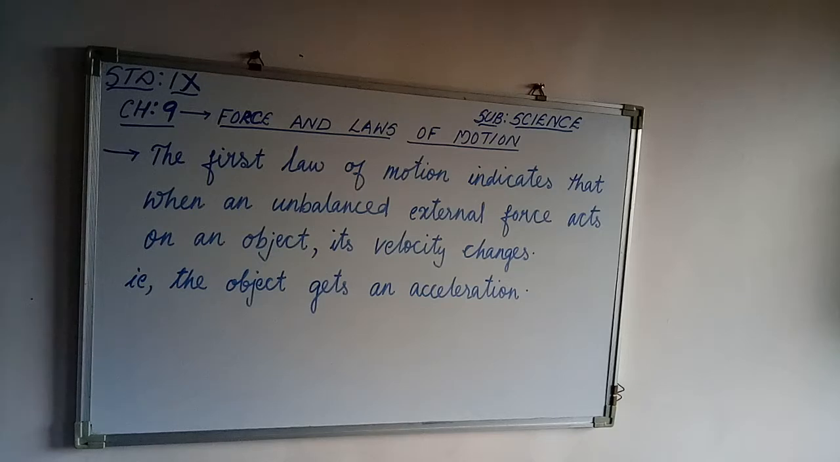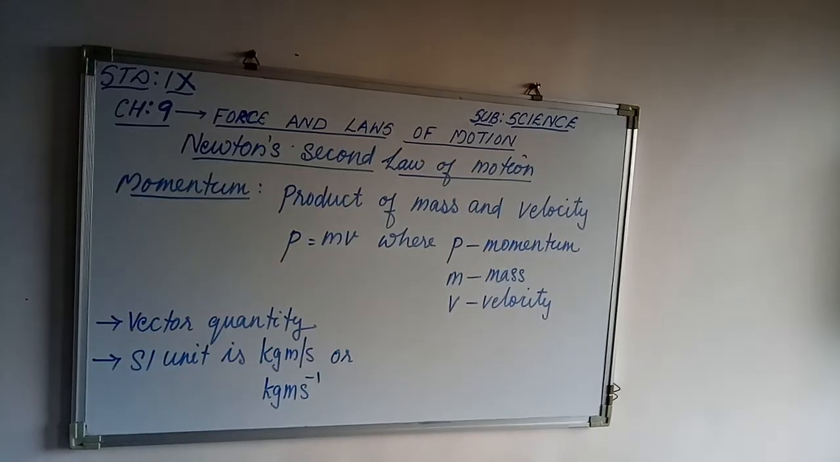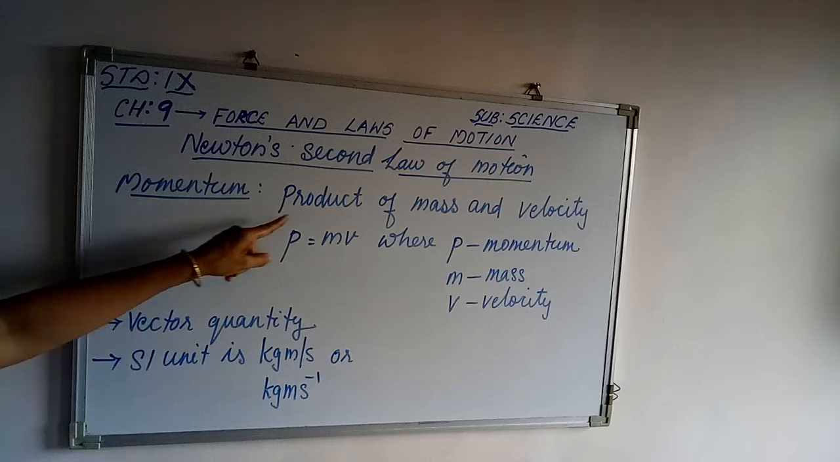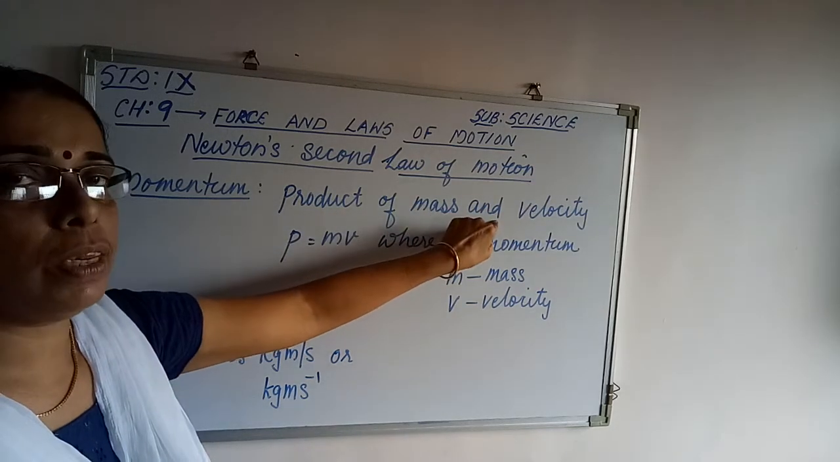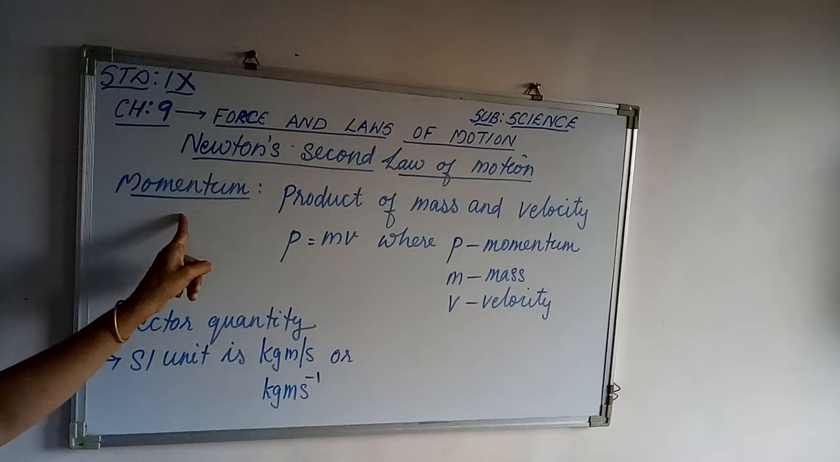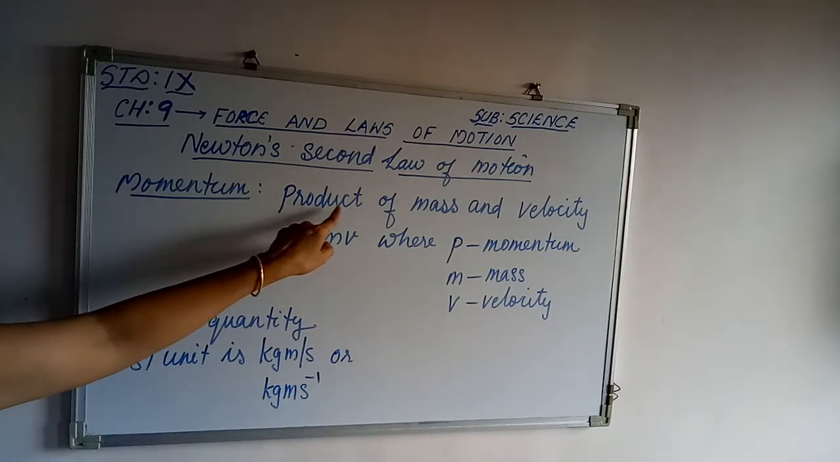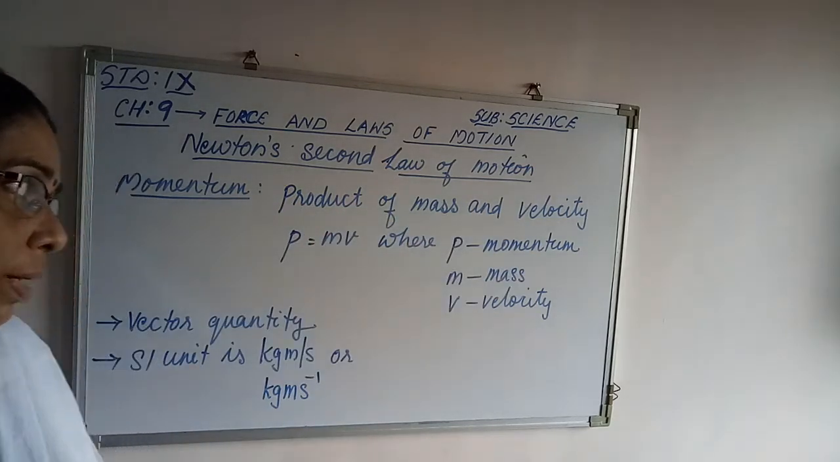So, there appears to exist an important quantity that combines the object's mass and velocity. That quantity was introduced by Newton and it is named momentum. Now we can see what momentum is. Momentum is defined as the product of mass and velocity of an object.